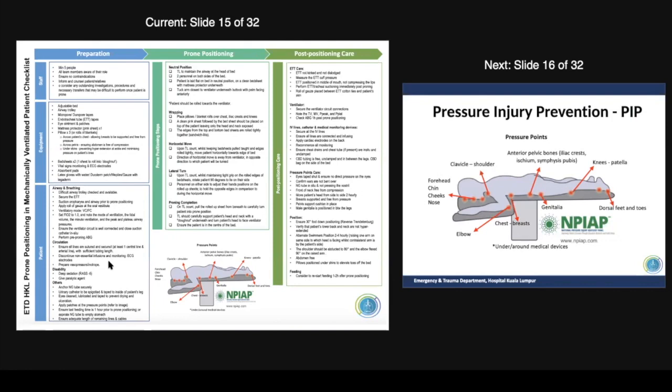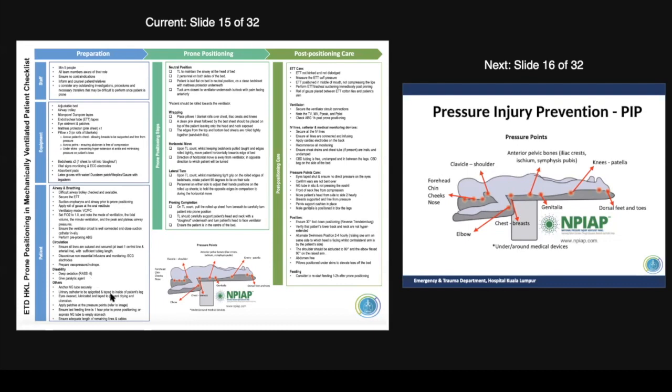Okay. Next one ialah untuk disability. The score that the patient should have before you prone ialah Richmond Agitation Score -5. Okay. Make sure it's -5. And then kalau tak -5, first a bit of sedation and then give the paralytic agent. The paralytic agent of choice is rocuronium.